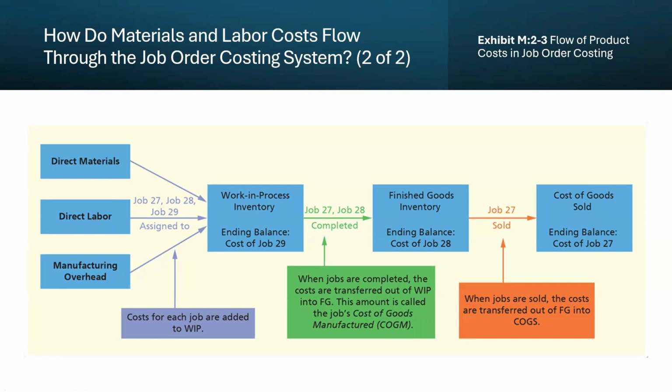You also see that the company, Smart Touch Learning, worked on many jobs throughout the year, but the exhibit focuses on these three. In the exhibit, job 27 and 28, when they were completed, their costs were transferred from WIP to finished goods. Job 27, here you see, was delivered to the customer. So its cost moved from finished goods to cost of goods sold.